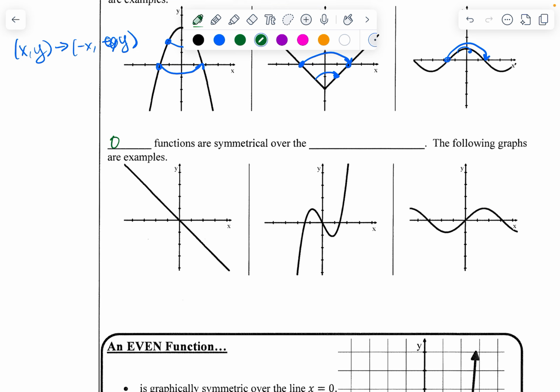Odd functions are symmetrical over the origin, which is the point 0, 0. So let's explain what that looks like. That means every point on this graph will flip through the origin to the other side. Same thing here. This will go through the origin to this point. This will go directly through the origin to the other point, and so on. And in geometry, x comma y will map to negative x comma negative y.